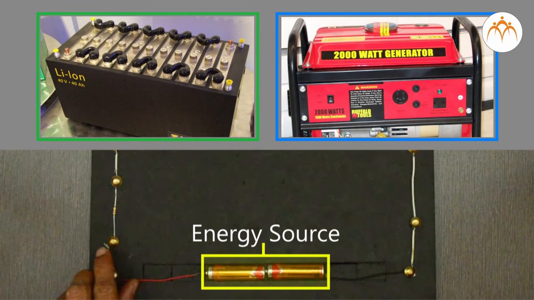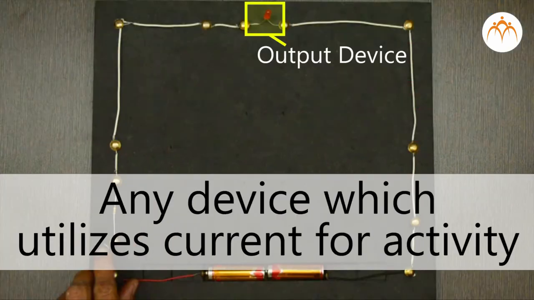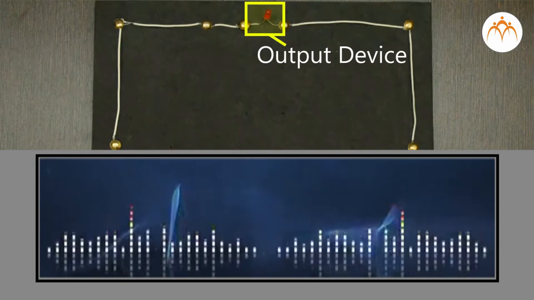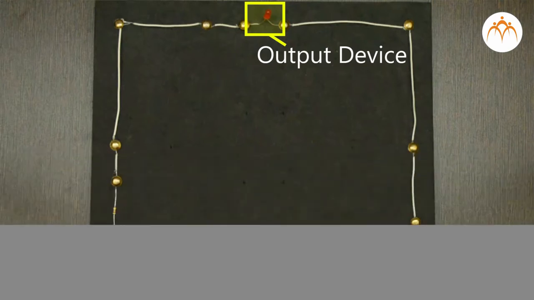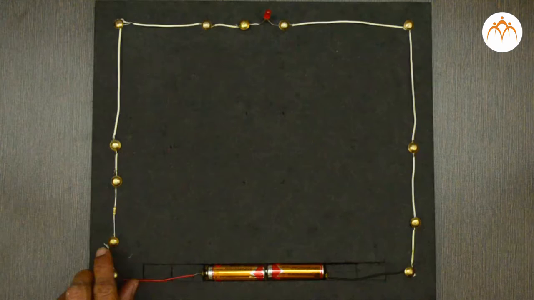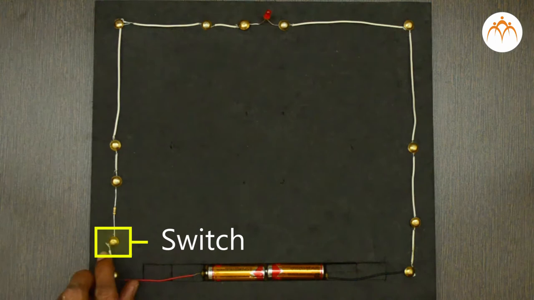The energy source can be a battery or a generator. An output device is anything that will use current to do something useful, like turn on a light, play music, or move things like a motor. The wire transmits electric current. A circuit usually contains a switch to turn the current on and off.